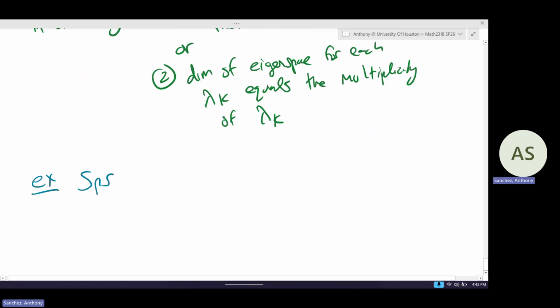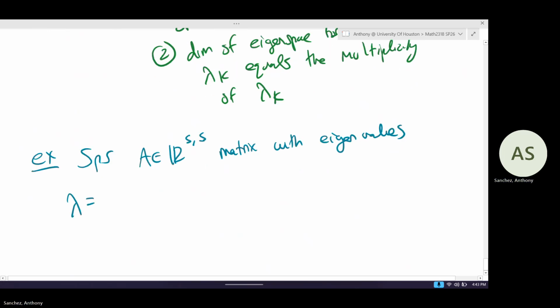So suppose A is a 5 by 5 matrix with eigenvalues lambda equal to, let's say, pi with multiplicity 2, 1 with multiplicity 1, and then e with multiplicity 2. All right, so it's a 5 by 5 matrix, and I'm saying pretend it has 5 eigenvalues. 2 of them are pi, one of them is 1, and then 2 of them are e. Okay, so that's what this is saying.